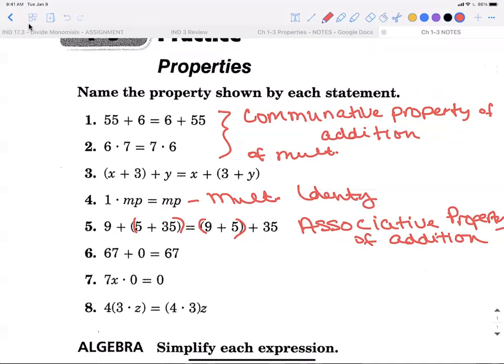67 gets to keep its identity. So which one is that? Anybody? Which identity is number 6? Adding any number plus 0 keeps its identity. Yes. Yeah, it's the additive identity. Okay. I'm going to start abbreviating here. Are we good? And then we know multiplying anything, you don't have to put it in your notes because I think you already have an example of this in your notes, but multiplying any number times 0, it's that multiplicative property of 0, okay?